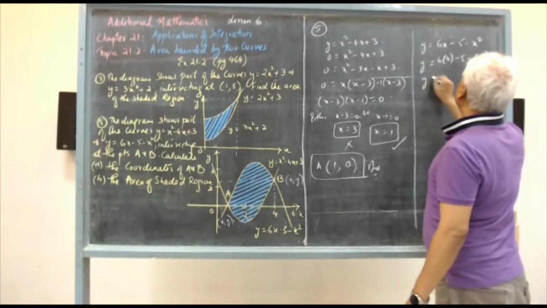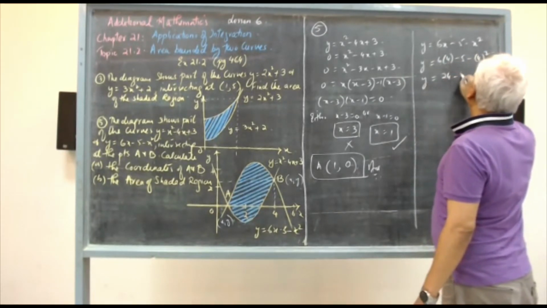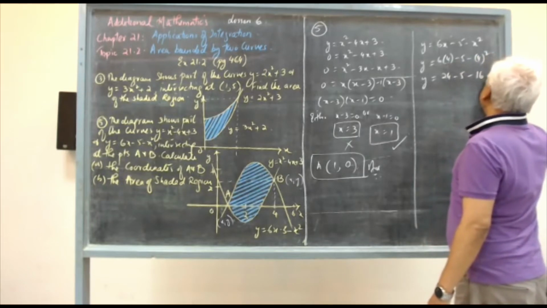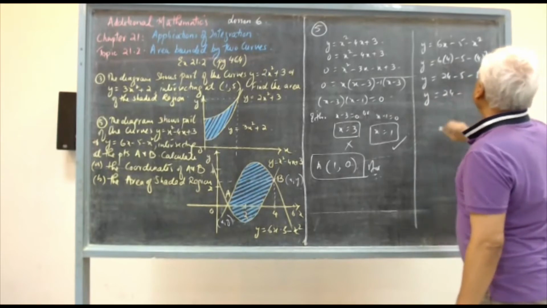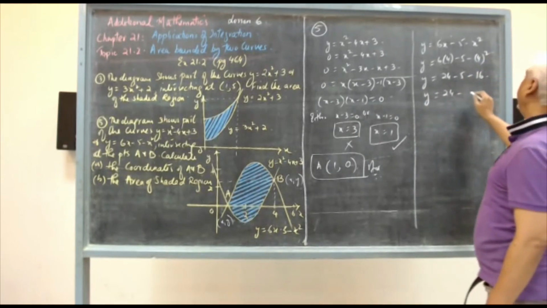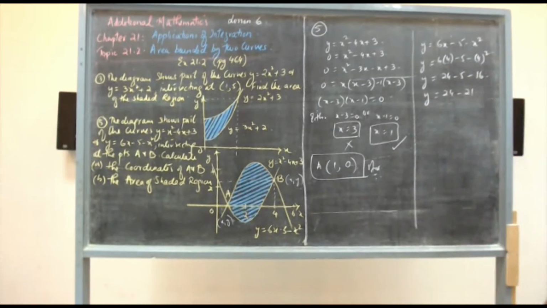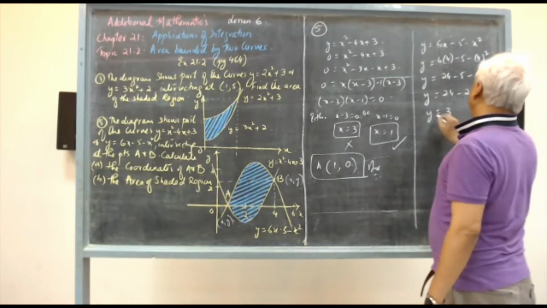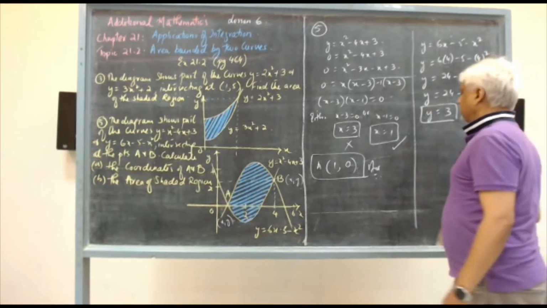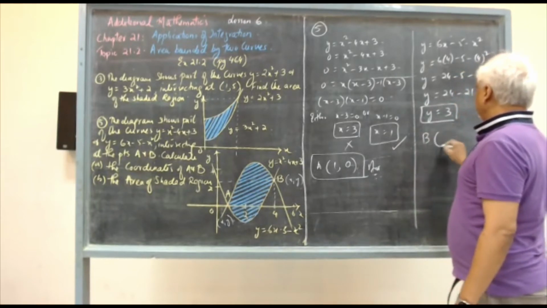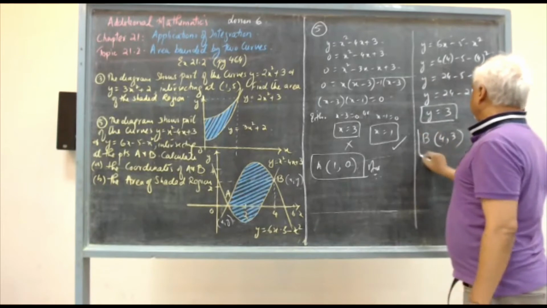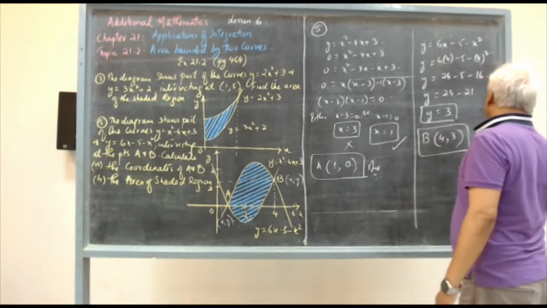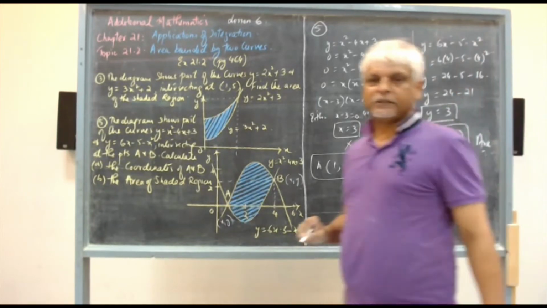So y is equal to 6 times 4, which is 24, minus 5 minus 4 the whole squared, which is 16. So y is equal to 24 minus 16 minus 5, which would give you 3. So at point B, your x coordinate is 4, so y is 3. This is the answer. I hope it's clear to you all.